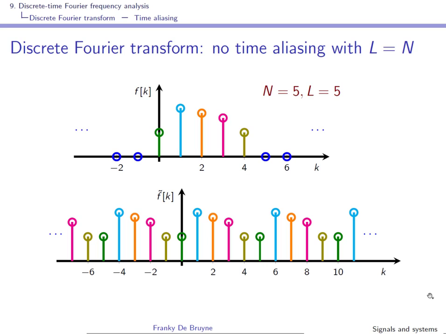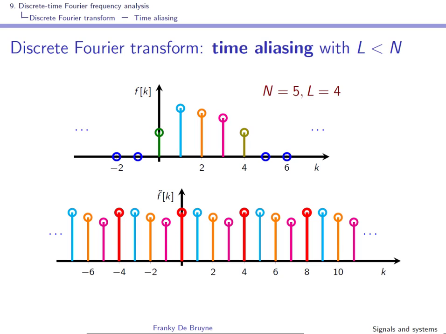This is the case where L is equal to n, and you can see that the function f tilde is periodic, and it's simply constructed from the original sequence that is shifted by multiples of the length of the sequence over here. So you can see here that there is no zero padding, but still we don't have any time aliasing. This is why you often obtain the formulas of the DFT in the literature with L equal to n.